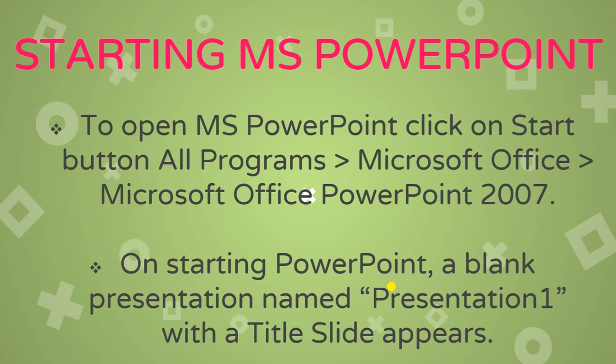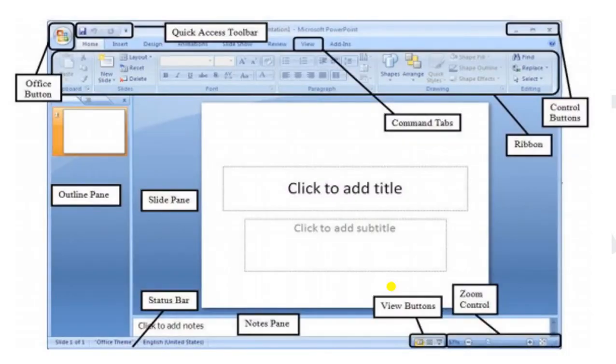On starting PowerPoint, a blank presentation named Presentation 1 with the title slide appears. When you open PowerPoint, a blank presentation will open in front of you, and the name for that will be Presentation 1. In this way, whenever we open PowerPoint, this screen will appear, and on the top you can see Presentation 1 written. And we have different tools.